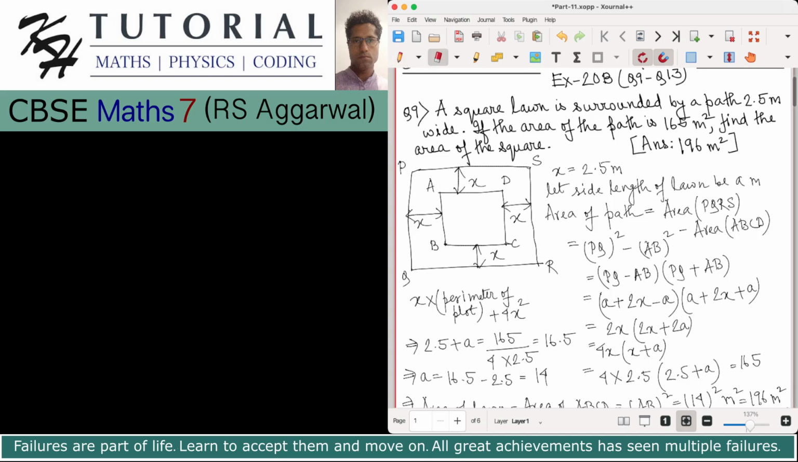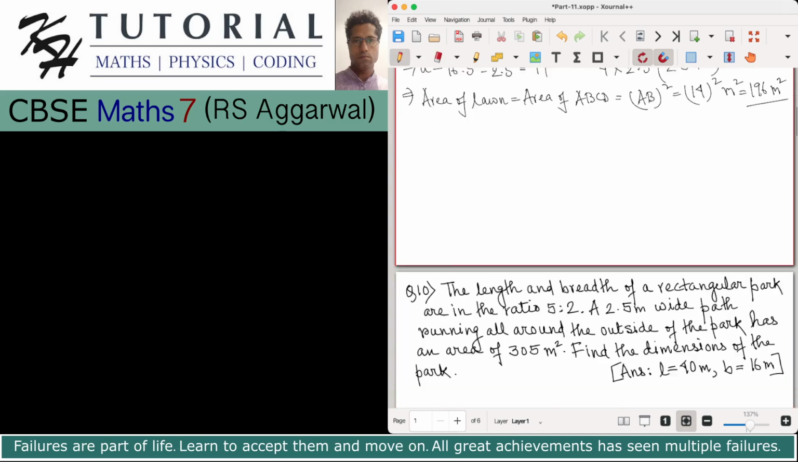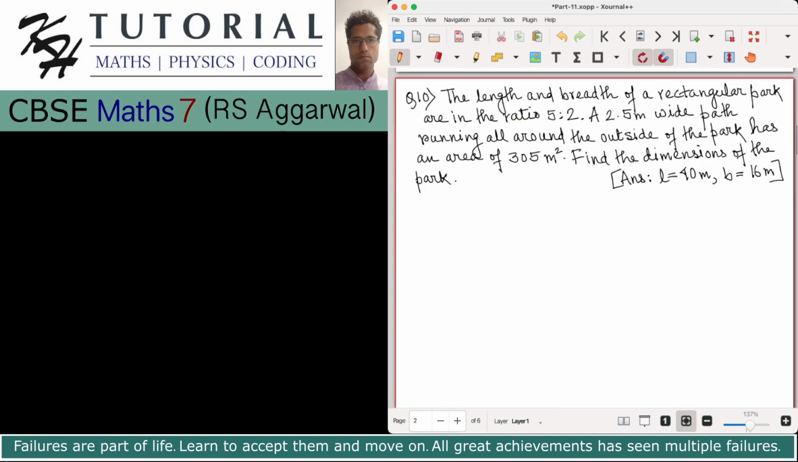Okay, let's do the next problem. The length and breadth of a rectangular park are in the ratio 5:2. A 2.5 meter wide path runs all around the outside of the park. The area of the path is 305 meter square. Find the dimensions of the park. That is, we have to find the length and breadth. The ratio of the length and breadth is given.